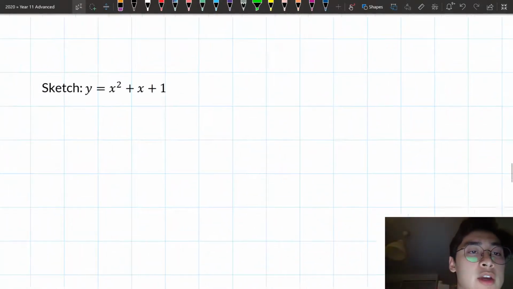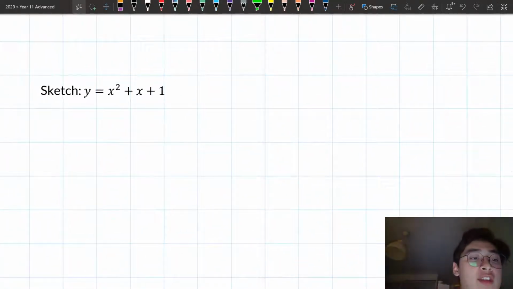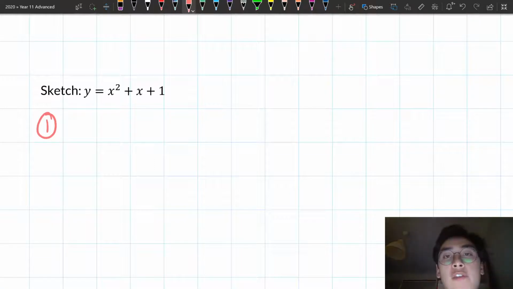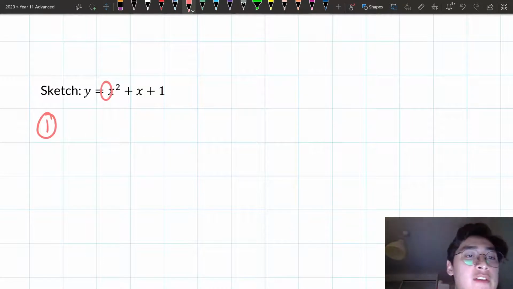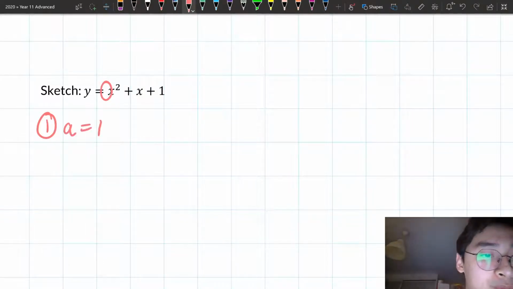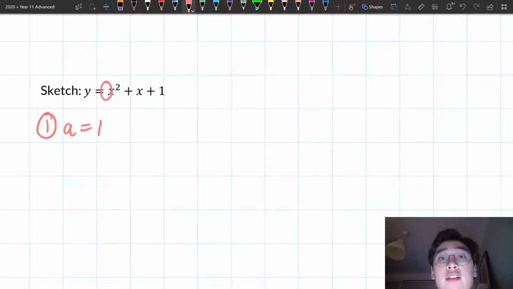Now here, the first step is to check the concavity. So how do I check the concavity? I look at the coefficient, or the number before my x squared term. If you have a look here, there's no number, which means I have an implied 1. So a is equal to 1 here.